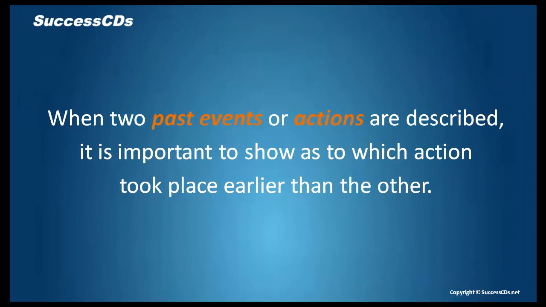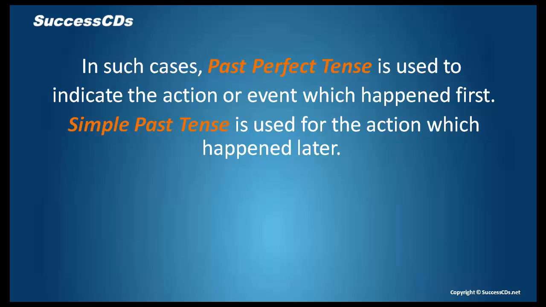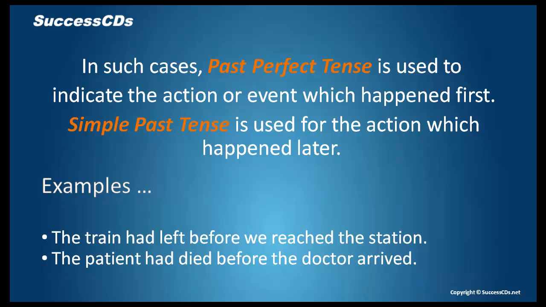When two past events or actions are described, it is important to show which action took place earlier than the other. In such cases, past perfect tense is used to indicate the action or event which happened first. Simple past tense is used for the action which happened later.